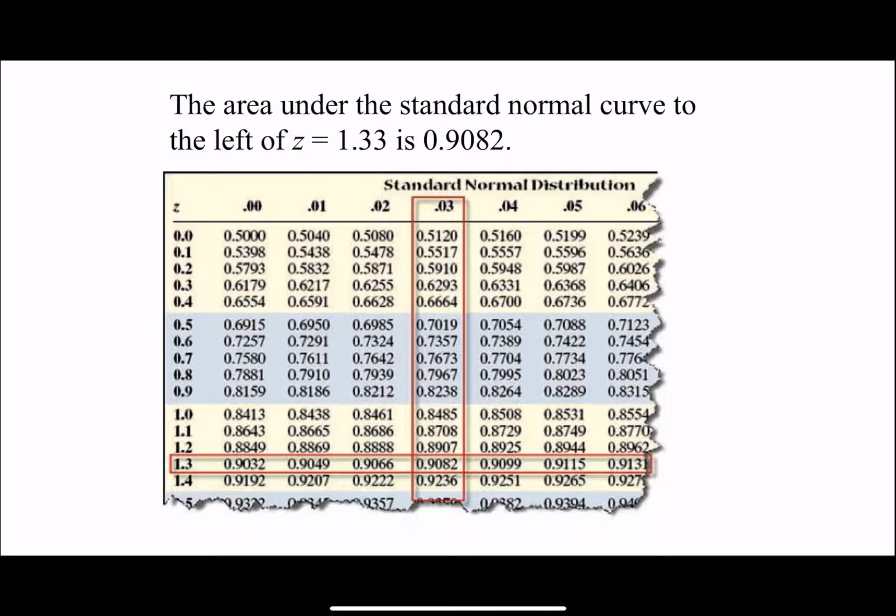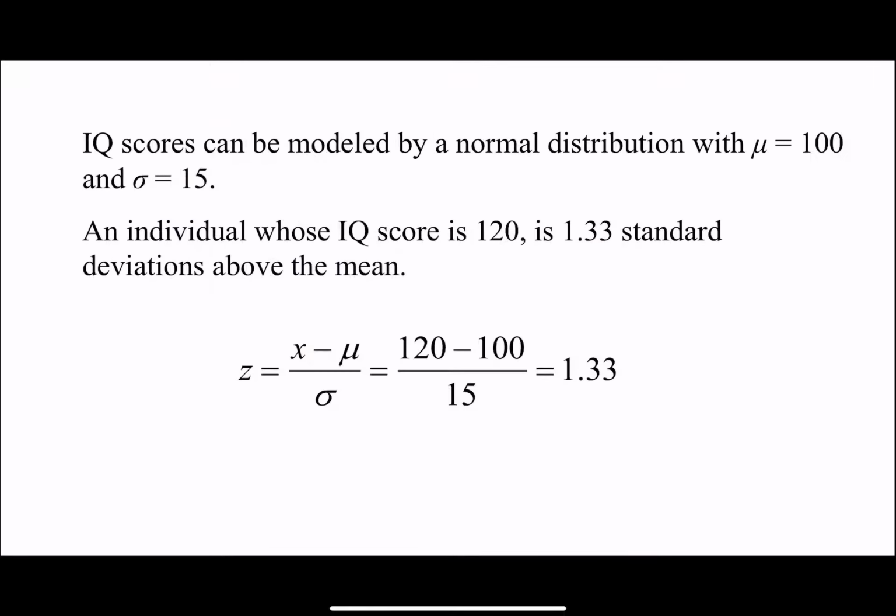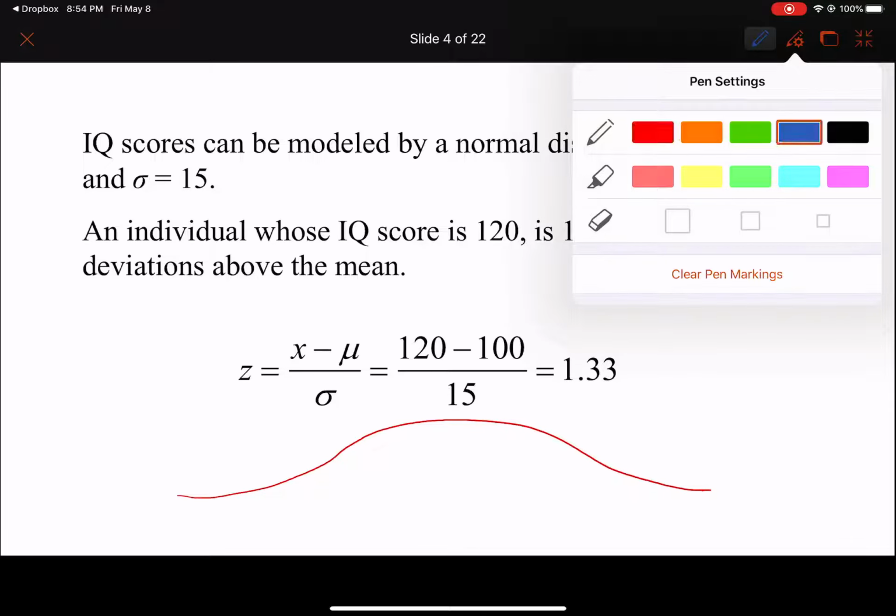So I want you to take a look here. We are going to be calculating the area under the curve to the left of that 1.33. So I'm going to go back here real quick and show you. So here is my normal curve, of course, always drawn perfectly.